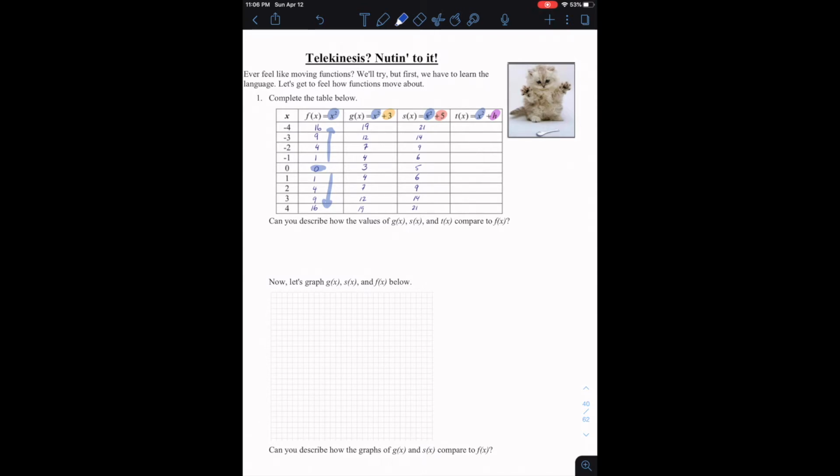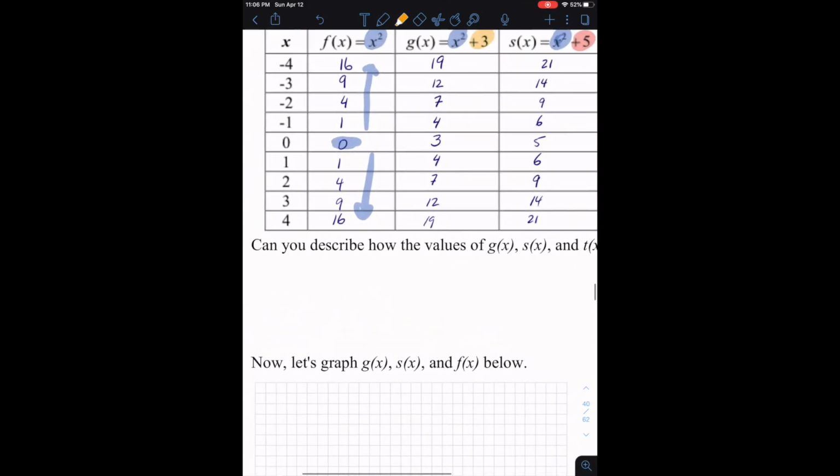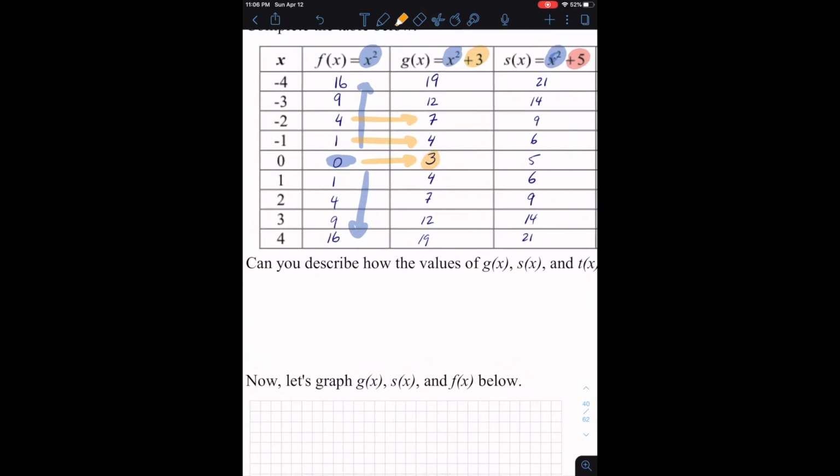Now, you notice that when we look at the second function, g of x, we're squaring, but then we're adding 3. So we're squaring whatever the input is and then adding 3. So you notice that with each of the values here, instead of 0, we have a 3. Instead of 1, we have a 4. Instead of 4, we have a 7. Every value is 3 higher, but we still have the same kind of structure: 3 in the middle, and then a symmetry of sorts with 4, 7, 12, and 19.